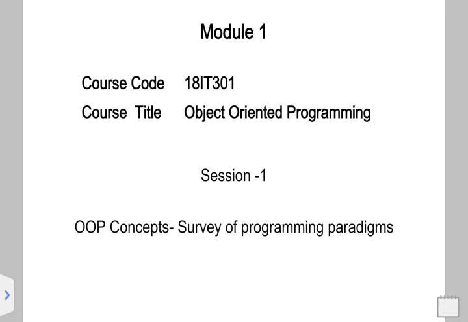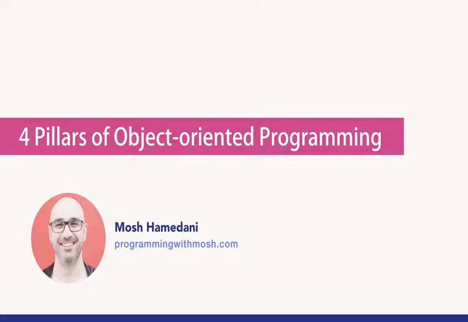A popular interview question concerns the four core concepts in object-oriented programming. These concepts are encapsulation, abstraction, inheritance, and polymorphism. Let's look at each of these concepts.